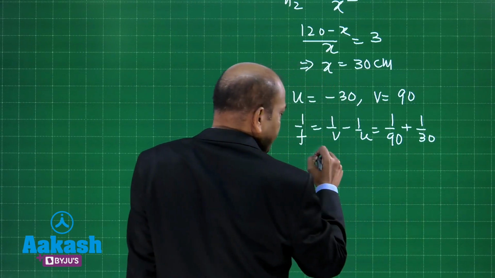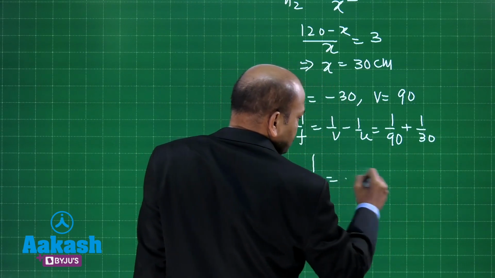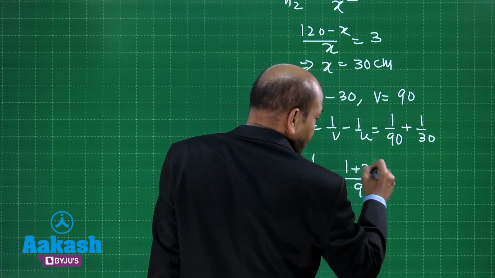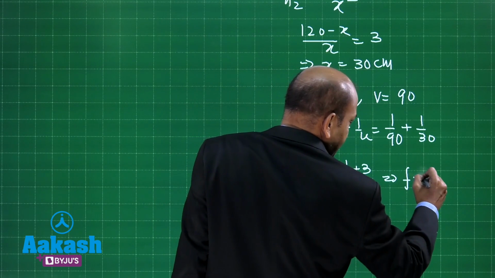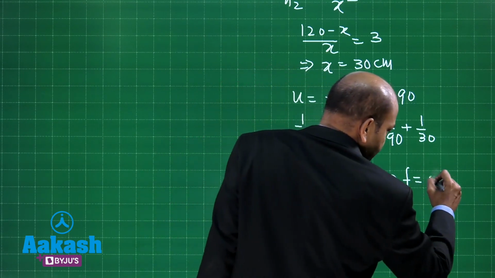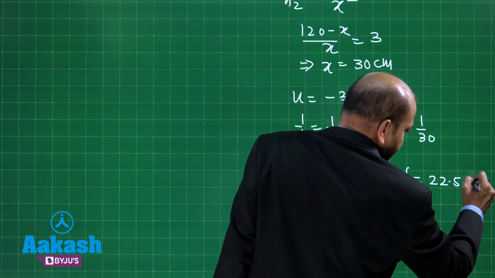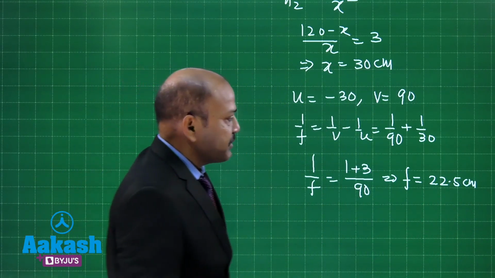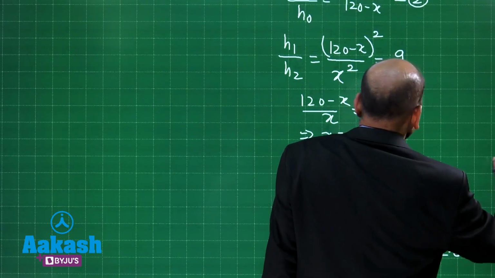If you solve it, we get 1 by f is equal to 1 plus 3 over 90, which gives us that the focal length is equal to 90 by 4 or 22.5 centimeter. So, the focal length of the lens is found out. What about the distance between the two positions of the lens?